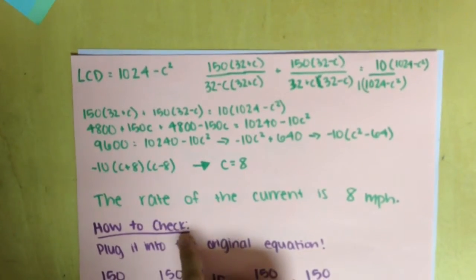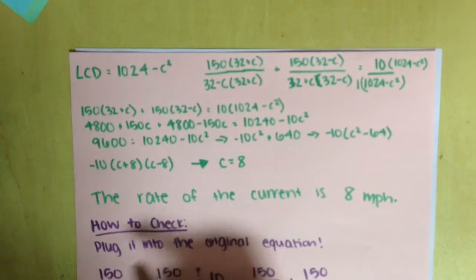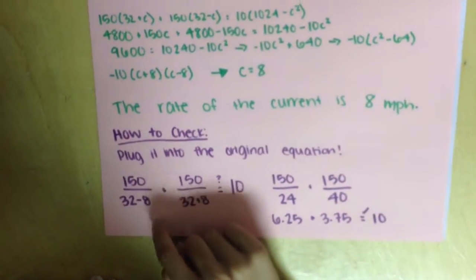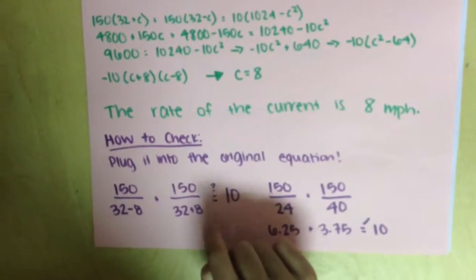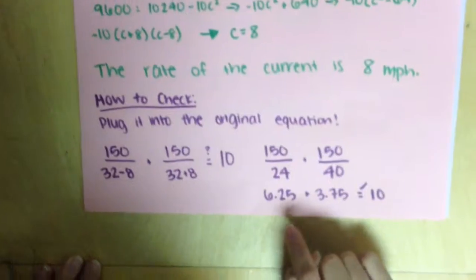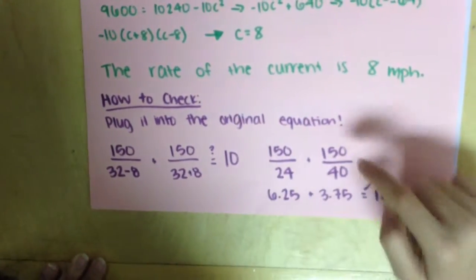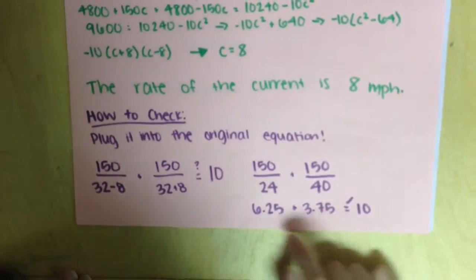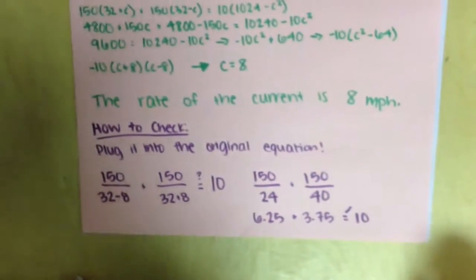If you really want to check it and do more math than we've already done, then you can plug it into the original equation. 150 over 32 minus 8 plus 150 over 32 plus 8 should equal 10, if we're right. 150 over 24, which according to the calculator is 6.25, plus 150 over 40, which according to the calculator is 3.75, when added together do make 10, so yay, we're right!